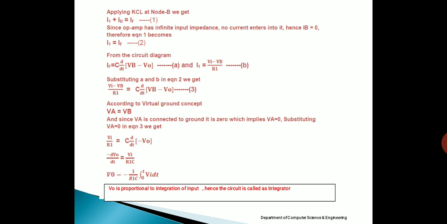I hope you understood the derivation of the integrator. Again I am repeating, there is no difference between the derivation of the differentiator and the integrator, but I have seen many times students get confused and write the derivation of the integrator for the differentiator and vice versa. So an easy way to remember is: in differentiator, D and C are closer. So in the differentiator, C comes first, whereas in the integrator, C comes next.